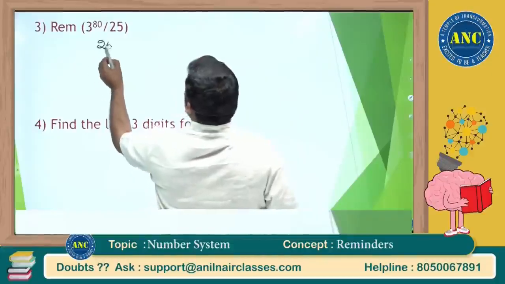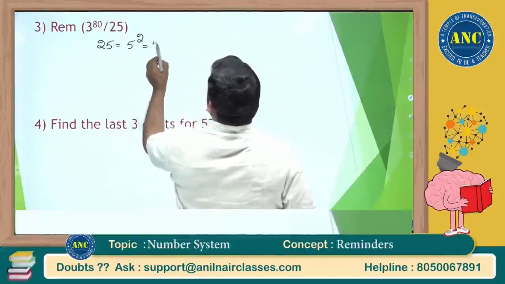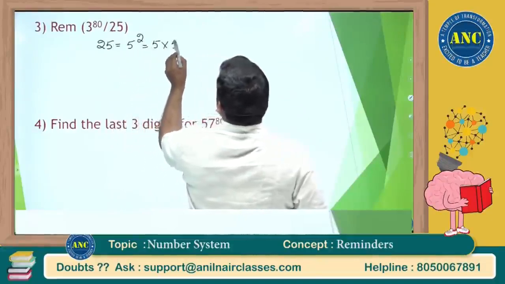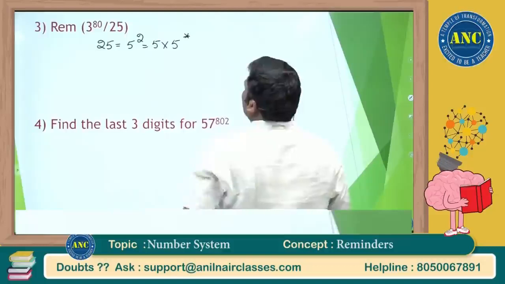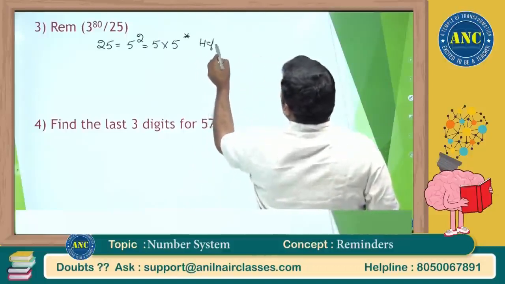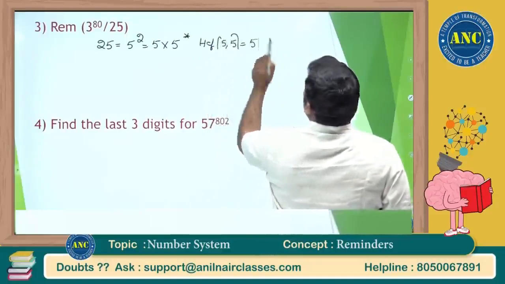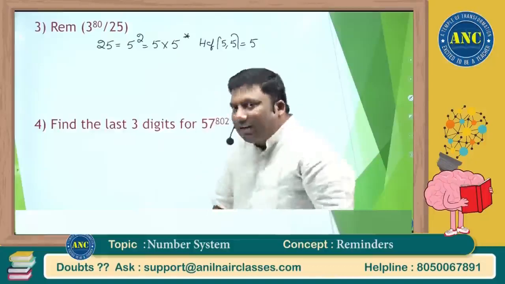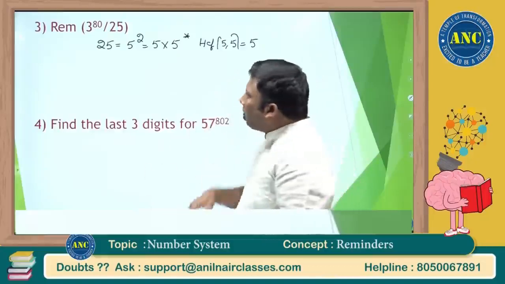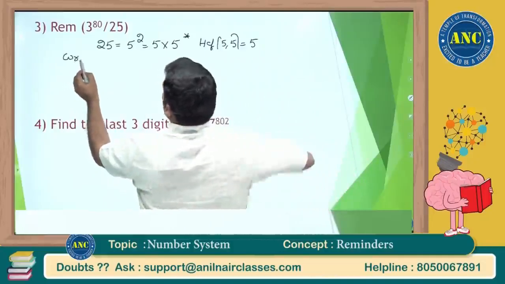25. 25 is 5 square. It is the square of a prime number. Can I write it like this? Actually, ideally, you should not write it this way. Why? Because the HCF of 5 comma 5 is 5. It is not 1.